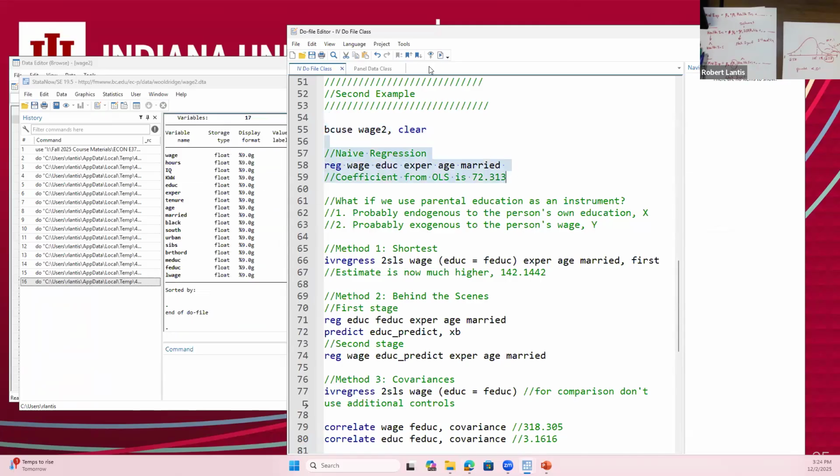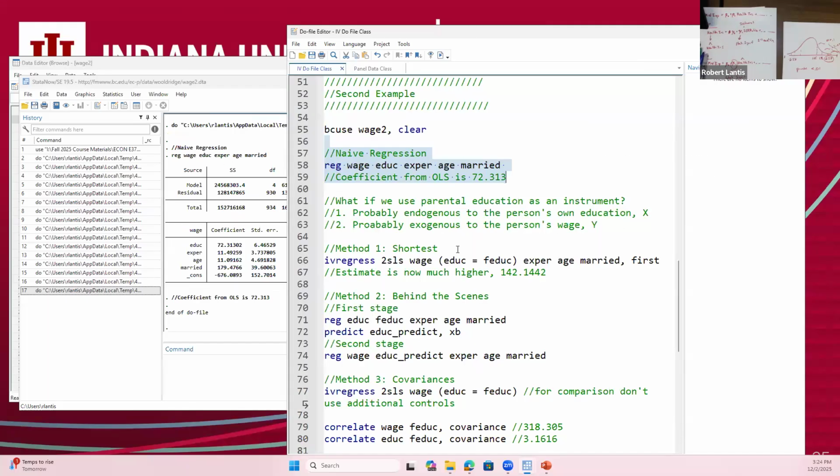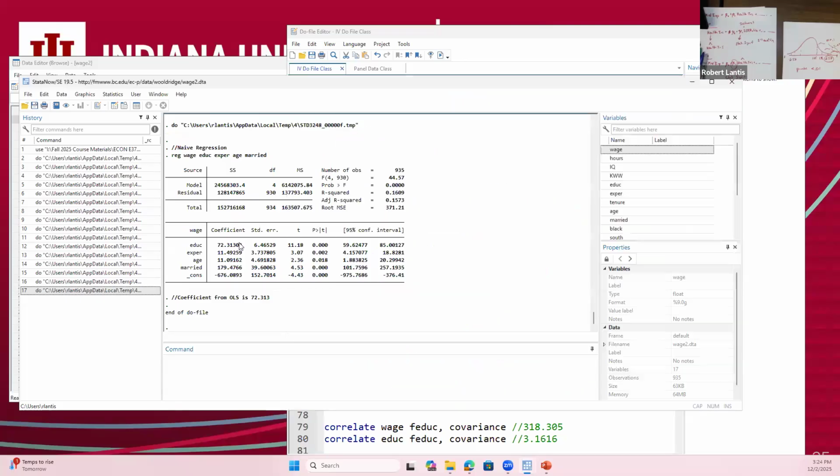Let's say I run this regression, very naive. I'm trying to predict wage using education, experience, age, and married. Well, I know that there are likely a lot of other things correlated with education that I'm not controlling for. So if I want to know the true impact of education on someone's wages, there's a lot of omitted variable bias. So I'm trying to think of an instrument that would be correlated with someone getting higher education, but uncorrelated with their wage. This is tough.